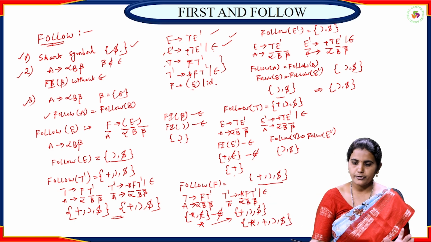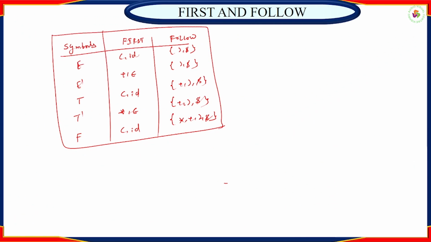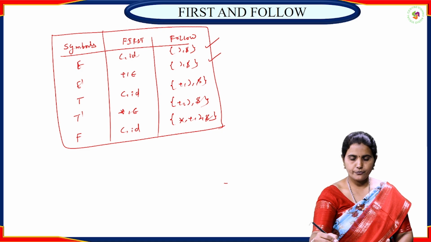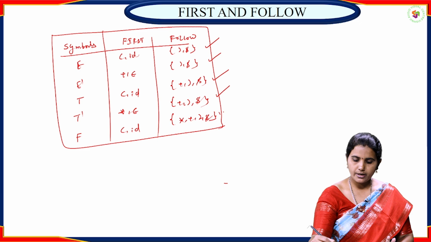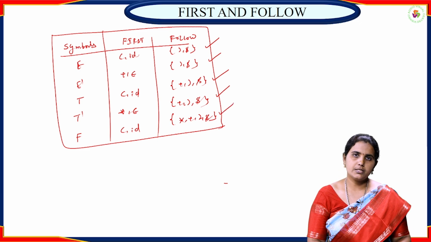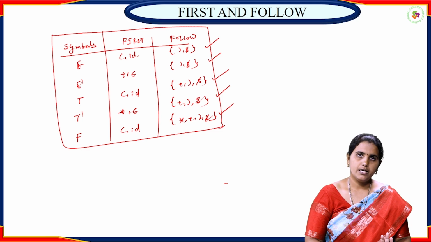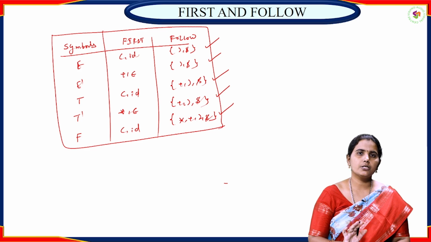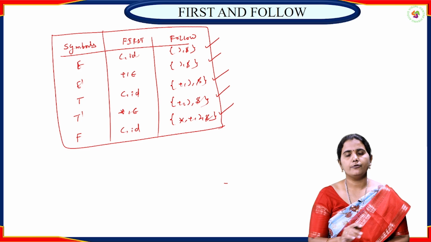Means finally you are going to find all the follow functions of the particular grammar. Then go for the final result of your particular grammar. Your symbols: the first and follow set of E, E dash first and follow set, T first and follow set, T dash first and follow set, and F first and follow set. In the next class we are going to discuss LL1 grammar, that is top down parsers. In top down parsers, first of all we are going to find the first and follow functions. Depending on that only your problem can be solved. That is the reason in this video we explained the first and follow sets.